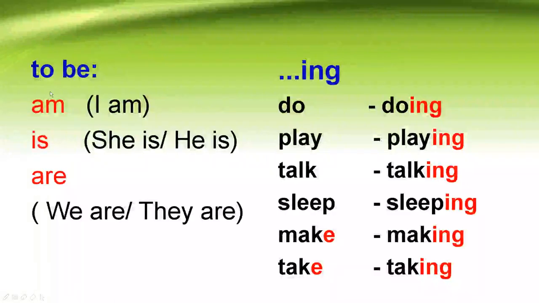About to be, you have am, is, are. Am for I am. Is for she is, he is. Are for we are, they are, okay? About verb ing, do becomes doing, play, playing, talk, talking, sleep, sleeping, make, making, okay? Ending with E, you drop E and then you add ing, the same, taking, okay? Did you understand? Very good.